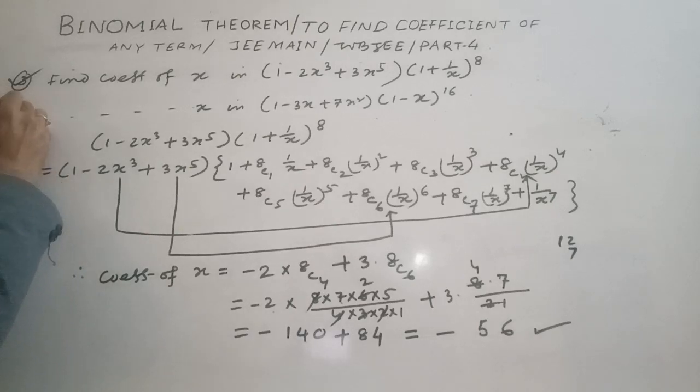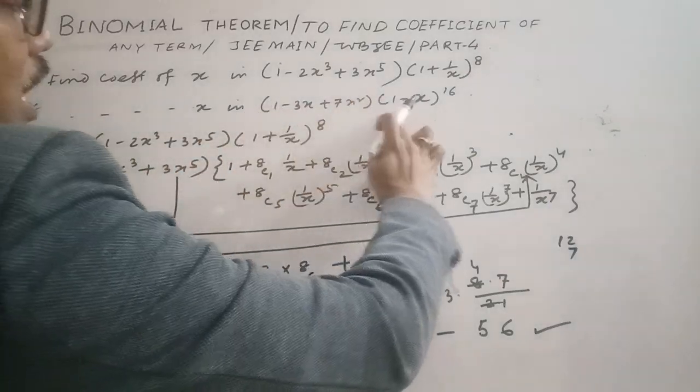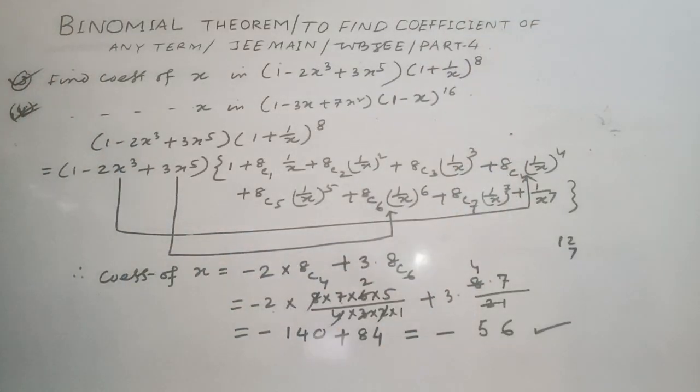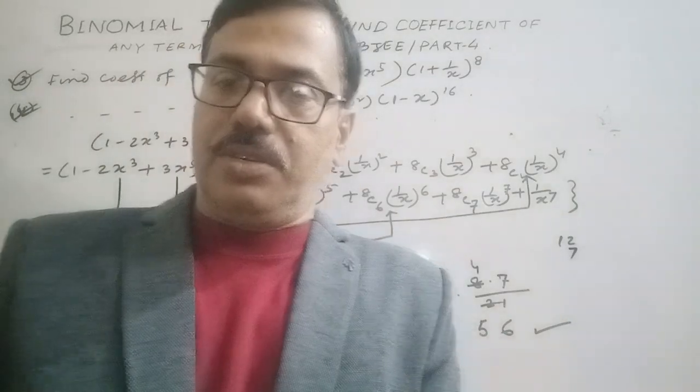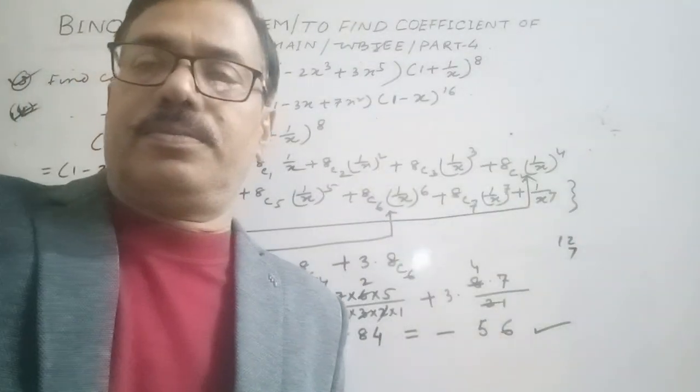Now problem number 4. This is of the same type. Keep this one unchanged and expand it, because the first is 1 and the second one is x. You can easily solve it. So this is your home task. Then the next problem.